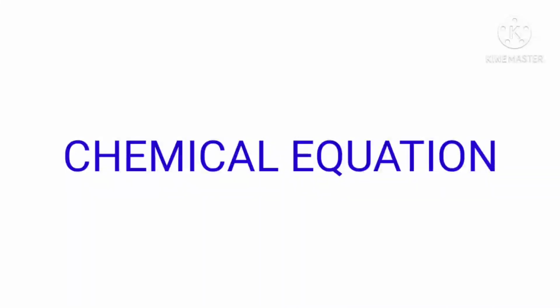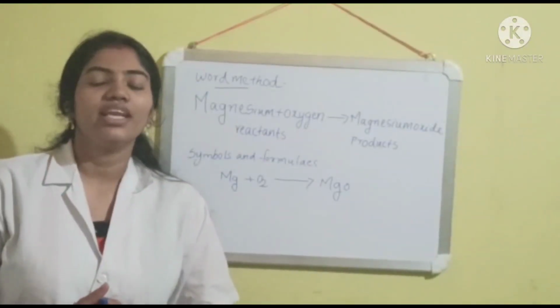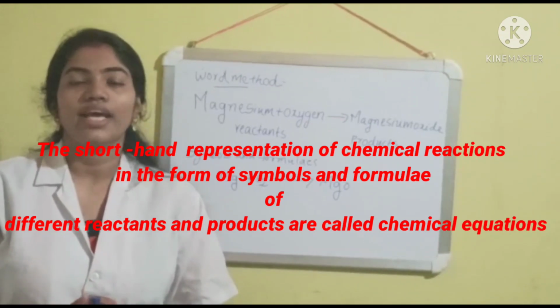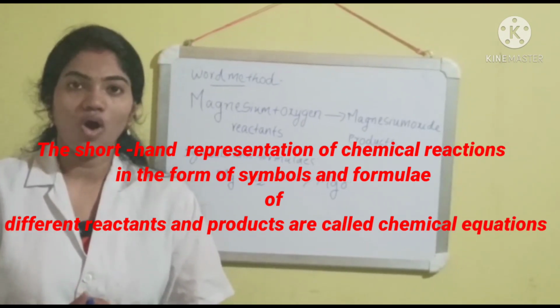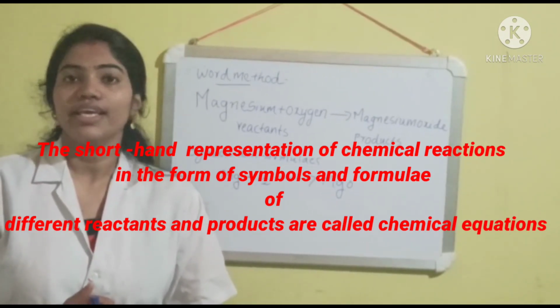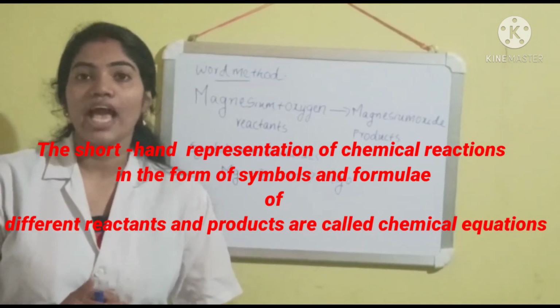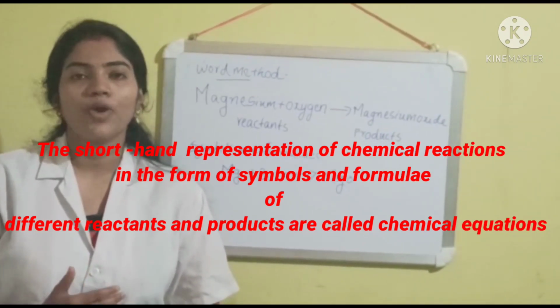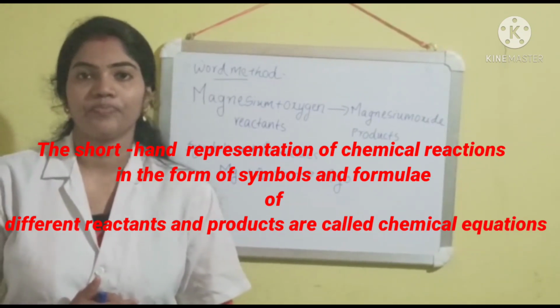In this chapter, our main aim is therefore to study the different types of reactions. But before we take up this study, it is important to understand how a chemical reaction is represented in terms of a chemical equation. What is a chemical equation? It is a shorthand representation of a chemical reaction in terms of symbols and formulas of different products and reactants.